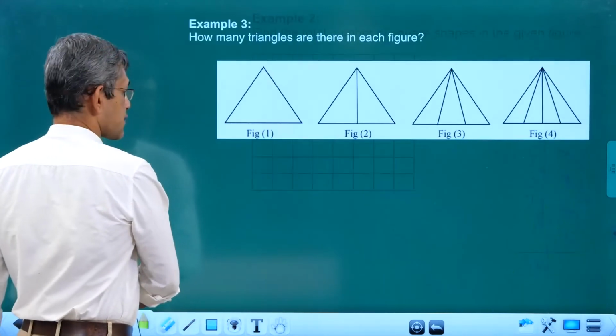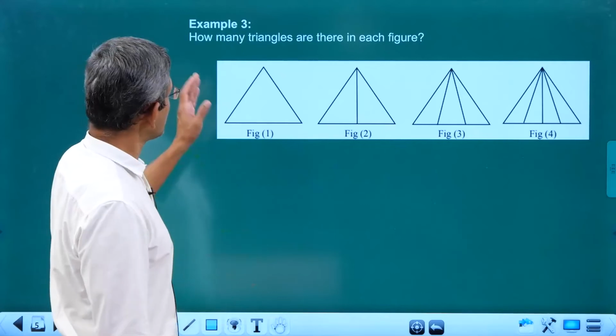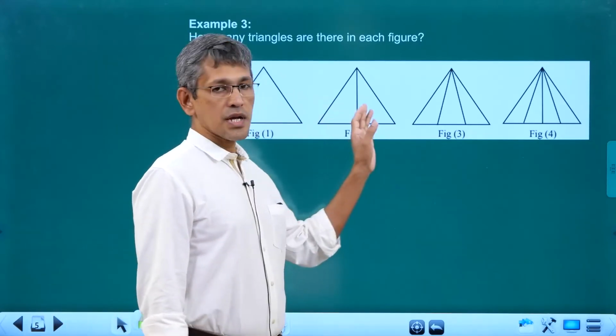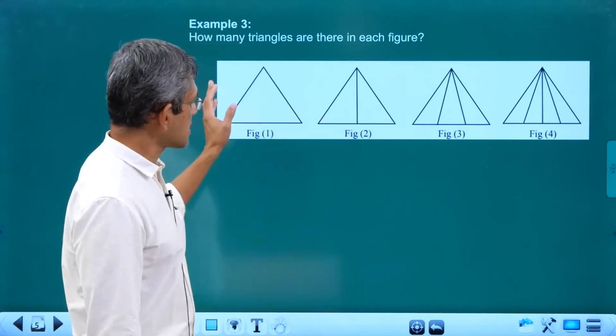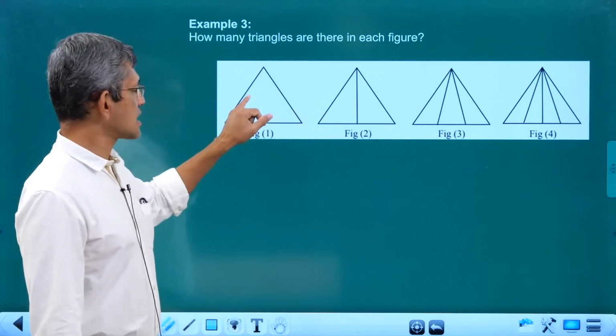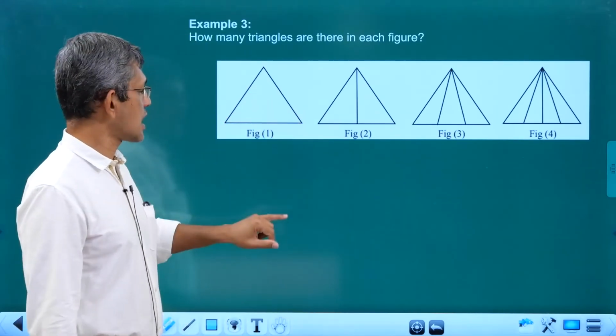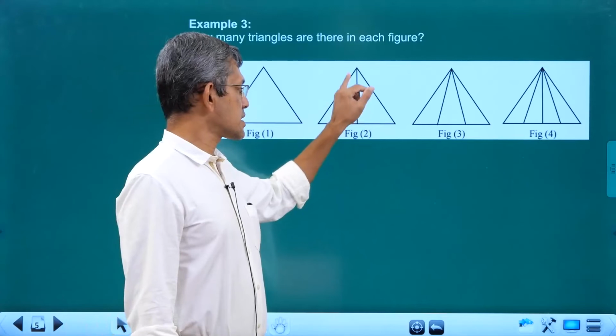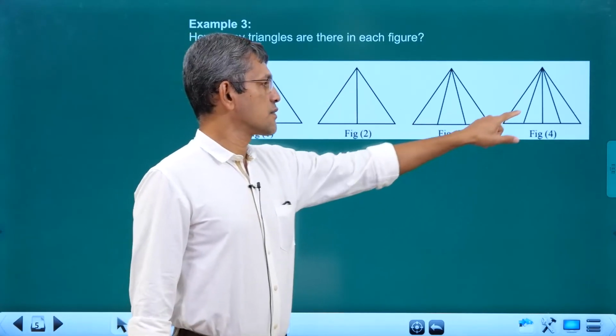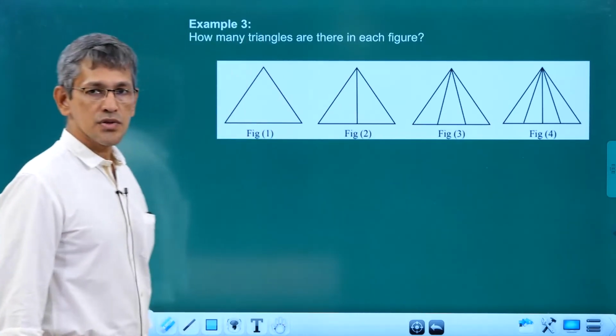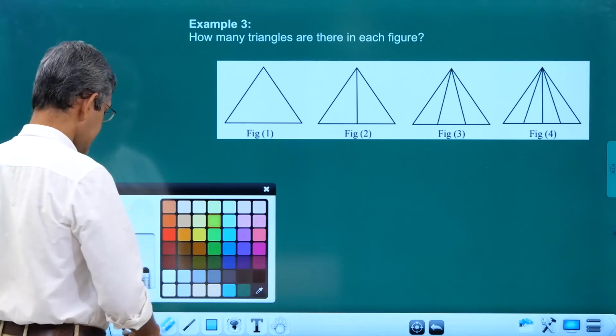Go for next one. This is what? How many triangles are there in each figure? So triangles are partitioned. Well, the first case triangle is not really partitioned. We have one full triangle. Second case, a triangle is partitioned into 2. Third case, it's 3. Fourth case, it's 4. So take a look at that. What do you get here?